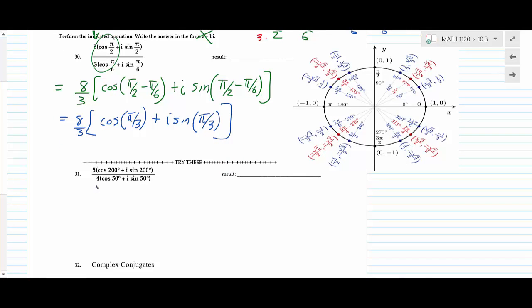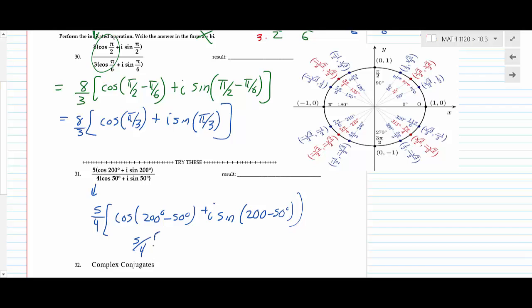Okay, let's do this next one. This one's going to be 5 over 4. Then you're going to do cosine of what? 200 minus 50, right? Then plus i sine of 200 minus 50. So the final answer is going to be 5/4. You can even do this one in your head: cosine of 150 plus i sine 150. Problem done. That stuff's pretty easy. Once you know how to work with the formulas, it's very easy to do. All right, I'm going to go ahead and wrap up with that.